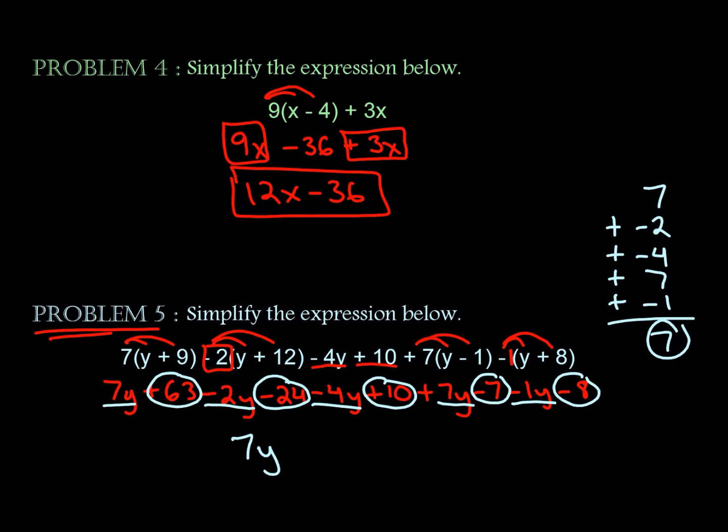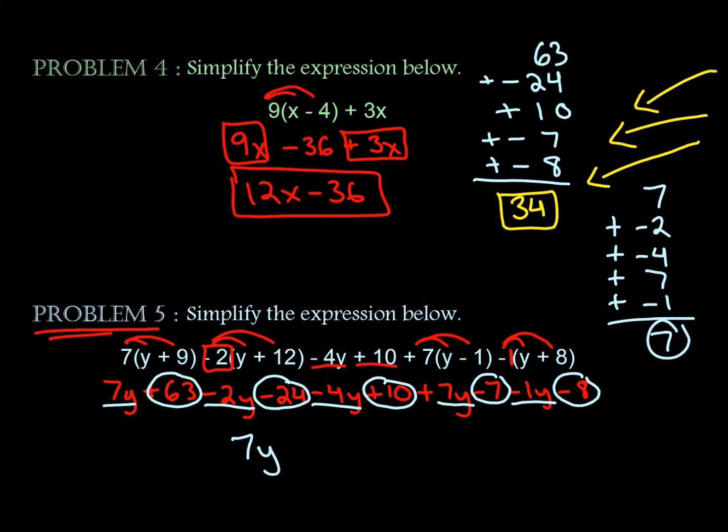I have to do the same thing with the constants that are in my expression. So I have circled all of my constants. When I add all of my constants up, I get a total of 34. And so I'm going to add that to my simplified expression at the bottom. And this is how I get my symbol that goes in the middle. The 34 up here is actually a positive 34.